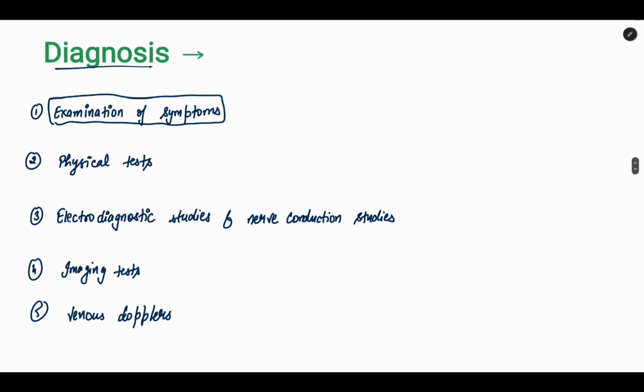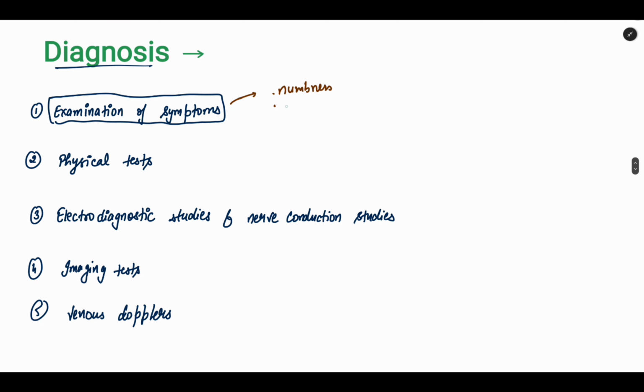Now talking about the diagnosis part, the diagnosis can be made on the basis of examining the symptoms. Some specific symptoms are present in thoracic outlet syndrome, that is the presence of numbness and tingling sensations in the upper limb. Then there can be discoloration of the forearm and arm, the paleness or a dark bluish color. These can be due to arterial or venous obstructions. So numbness and the discoloration are some of the symptoms on the examination of which we can say that it might be a case of thoracic outlet syndrome.